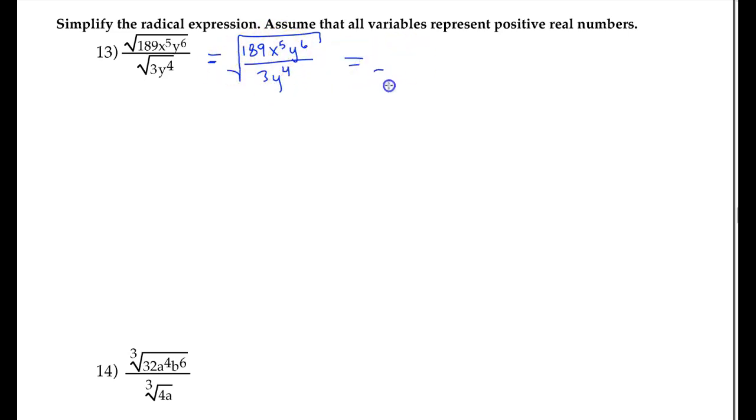Okay, so what I'm going to do here is write this as 189 divided by 3 times x raised to the 5 divided by 1 times y to the 6 divided by y to the 4. I've done this to separate everything, so now you can see what's under the radical in terms of everything that's just dealing with numbers, x's, and y's.